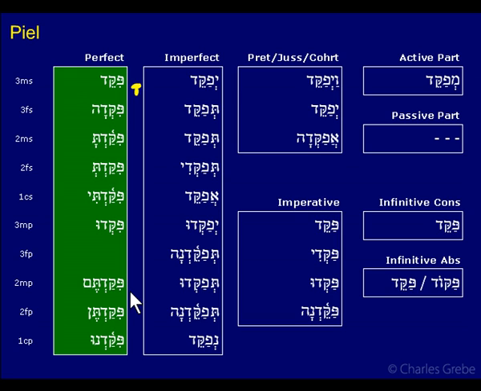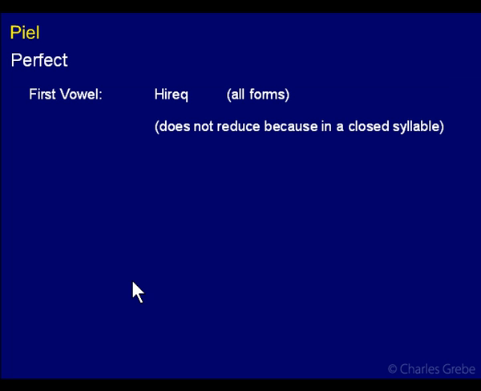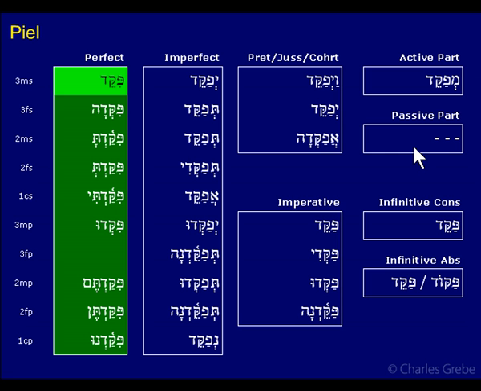The reason it stays is because it's in a closed syllable, because the second radical is doubled. That means that one qof closes the first syllable and one qof opens the next syllable. Okay? Minor point, not that important, but just note that here in the Piel, the first vowel carries all the way through. In the Qal, it reduces in these two forms. So it's more consistent in the Piel. Does not reduce because it's in a closed syllable. Okay, first vowel is hiriq.